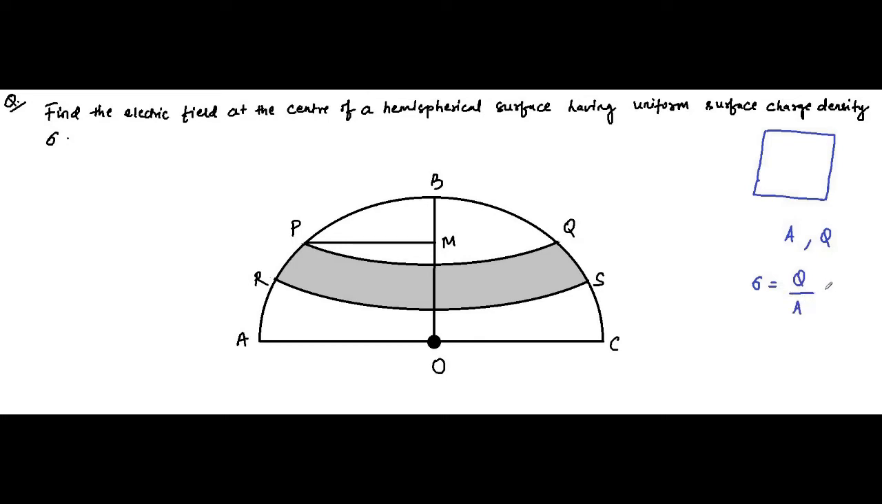The surface charge density is the total charge divided by the total area, charge per unit area, which is coulomb per meter square. So we'll divide the surface into a number of small areas, pick one small unit element, and integrate it over to get the electric field due to the entire thing. That's what we are doing here.